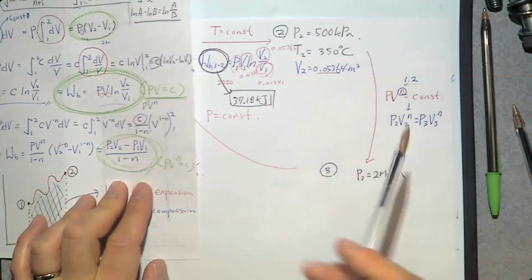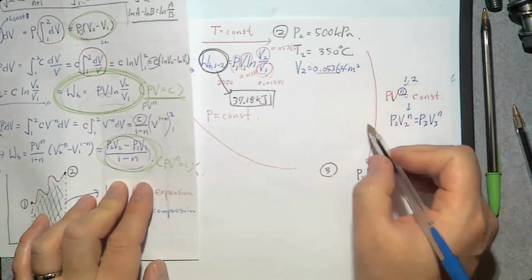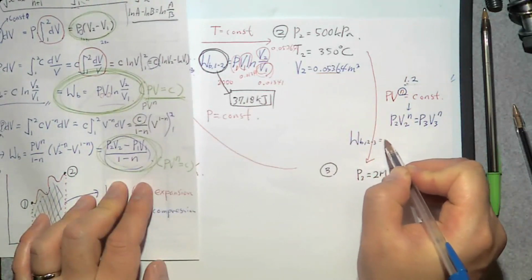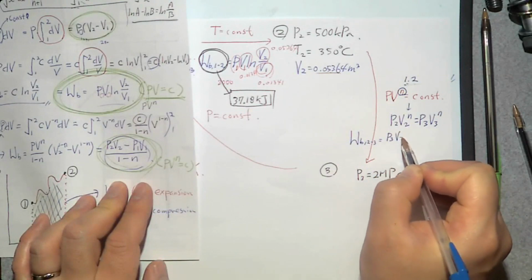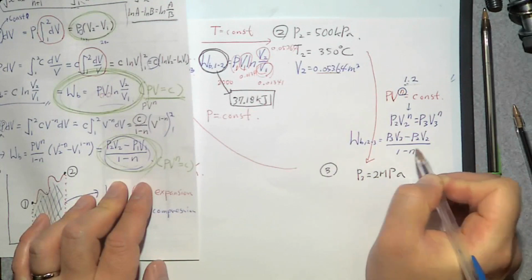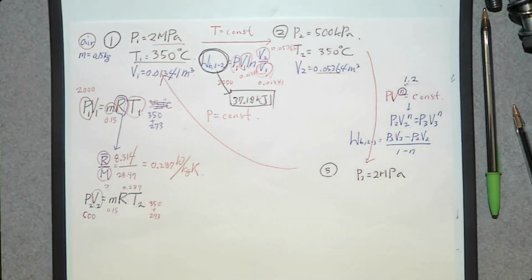So I'm going to write this moving boundary work here. WB between 2 and 3 is going to be P3 V3 minus P2 V2 over 1 minus N. Then let's see. Do we have P3? Yes, 2 megapascal. Do we have a P2? Yes. V2? Yes. 1 minus N, and we know that is 1.2.